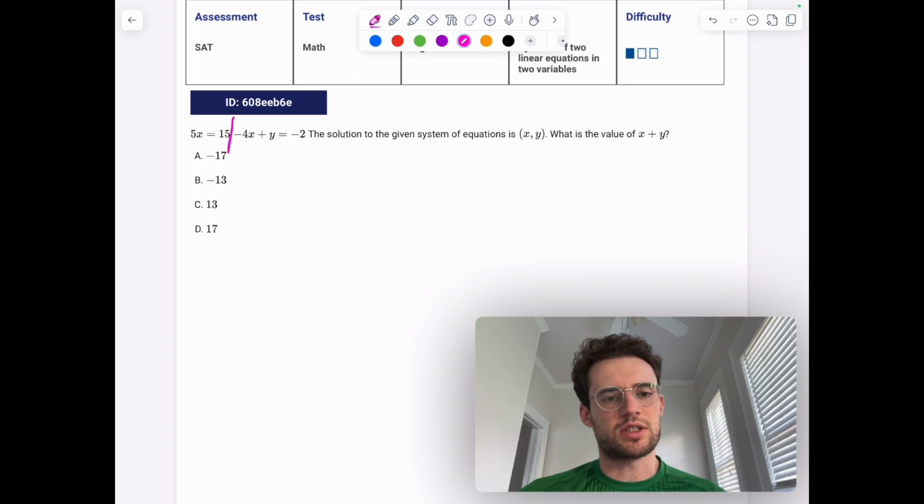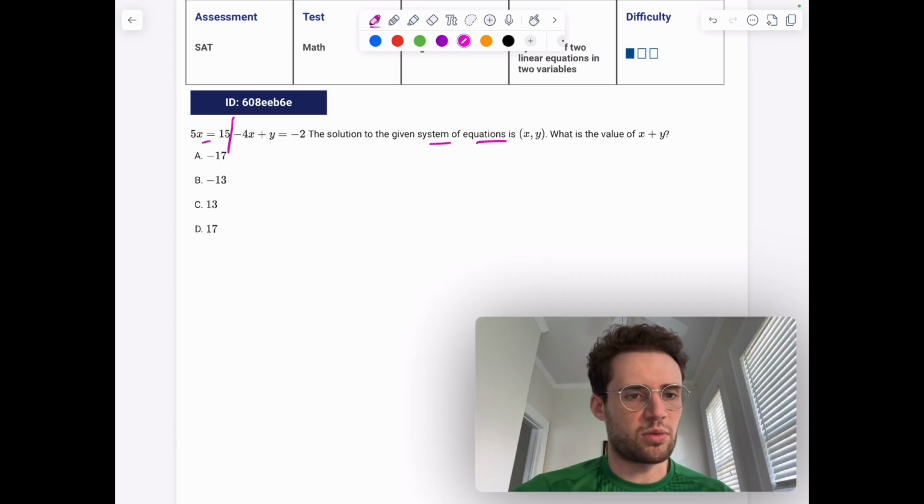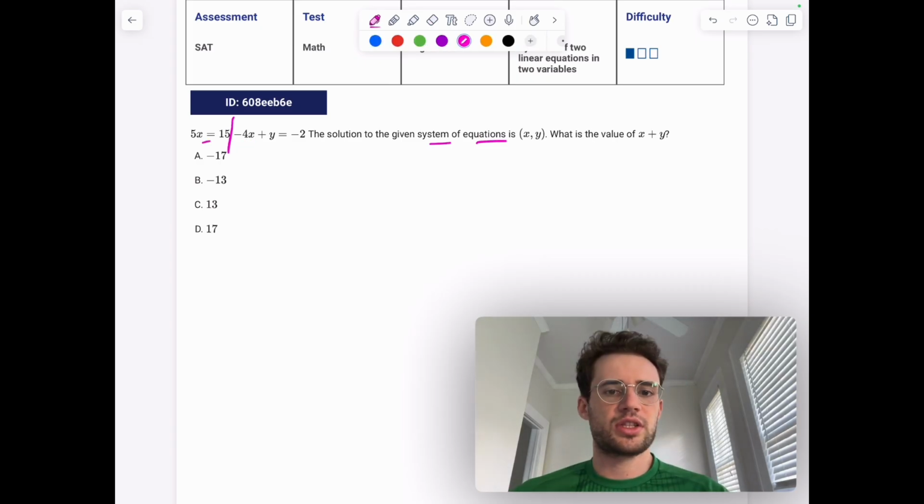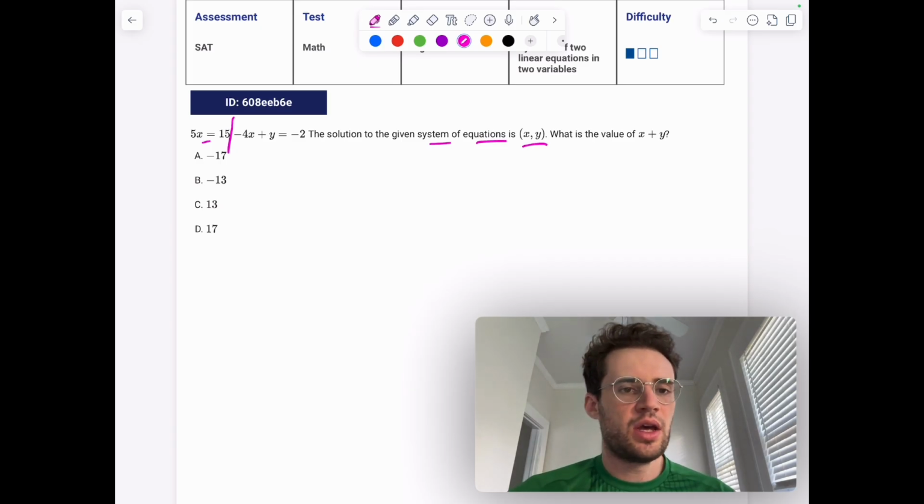then -4x plus y equals -2, because they said the solution to the given system of equations, that implies that there's 2 equations at least. The solution to the given system of equations is x comma y. What is the value of x plus y? Well, we'll start with this 5x equals 15. That already has only one variable, so we can just solve it directly.